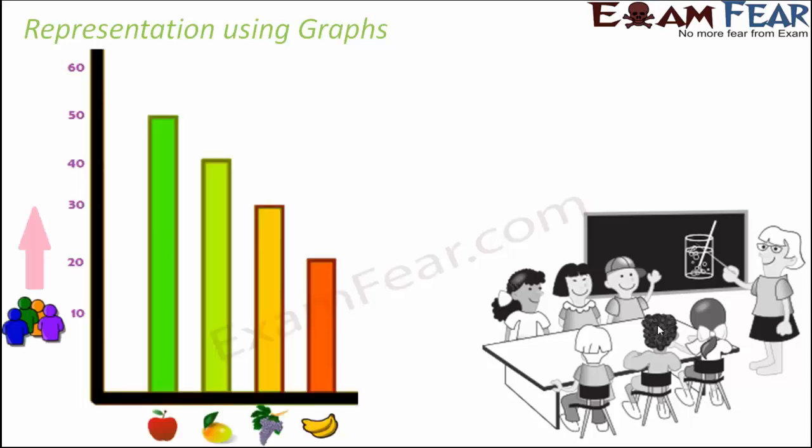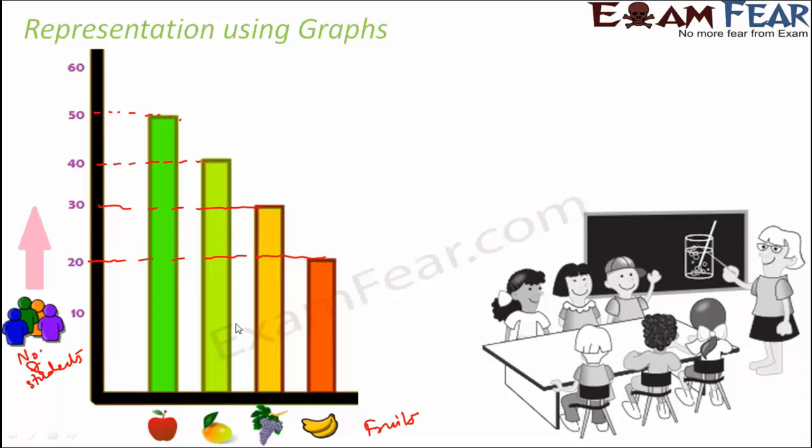So with the help of these two quantities, that is the number of students and the fruits, taking these two on two different axes, we have plotted a graph. Now with this graph, you can very easily determine how many like apple. Here you can see that 50 students like apple. Again, you see mango, around 40 students like mango, 30 students like grapes and 20 students like banana. So with this graphical representation, it becomes easier to display this entire data.